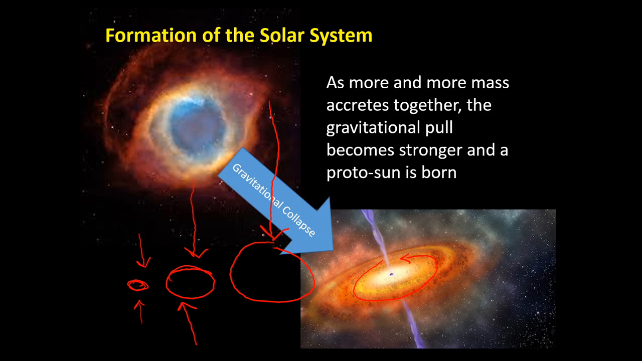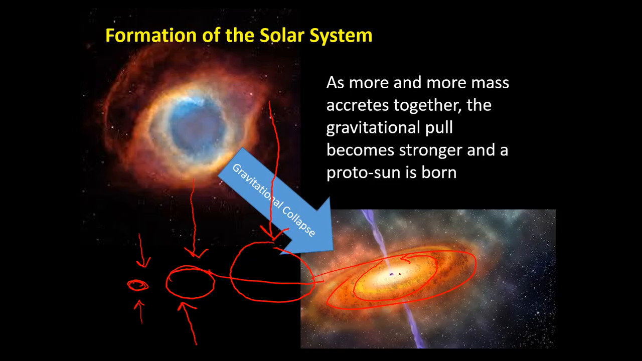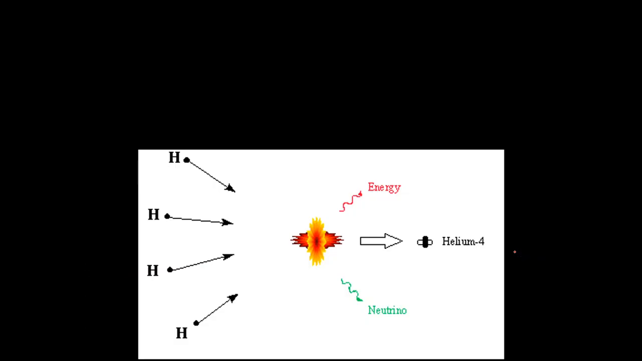So eventually, these objects become so large, they swallow up all the hydrogen. They start to rotate, and they flatten out into a disk shape. Okay, so that's how the sun is born, and that is how the planets eventually are born. This disk of rotating material eventually condenses and accretes into the planets.